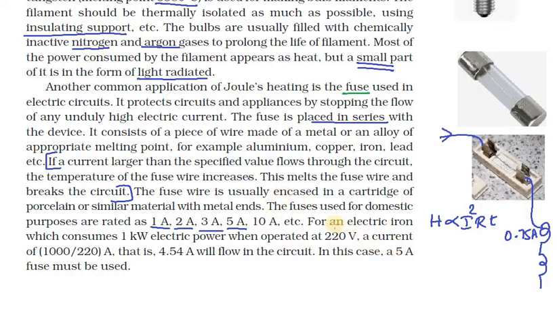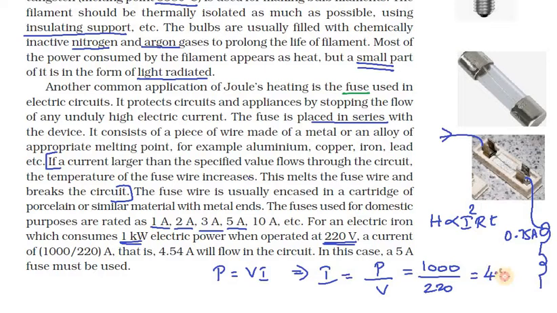They have given an example problem in your textbook. For an electric iron which consumes 1 kilowatt of electric power, operated at 220 volts, how many amperes of current are required? You know P is equal to VI. So I is equal to what? P by V. So P by V is 1000 divided by 220. It gives you 4.54 amps. So the current required by this equipment, the electric iron, is 4.54 amps.